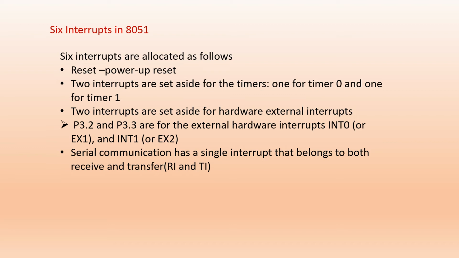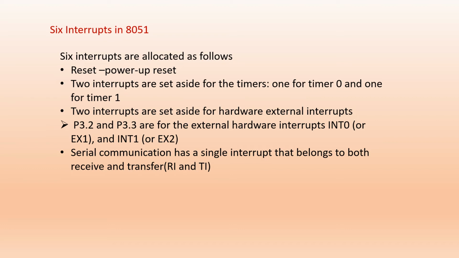The port 3 pin 2 and port 3 pin 3 are for the hardware interrupts. Already you know that port 3 is multiplexed, it has multiple functions. Out of that, port 3 pin 2 and port 3 pin 3 are reserved for interrupt 0 and interrupt 1. So that is 3.